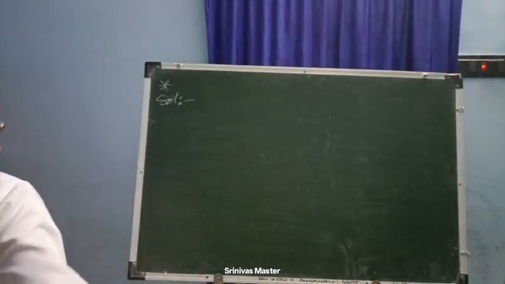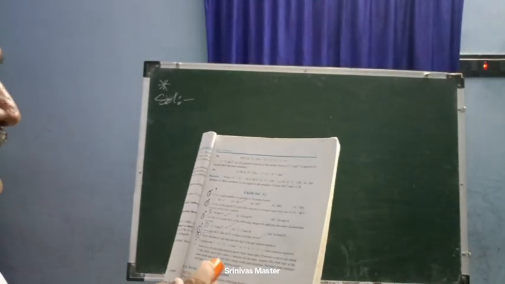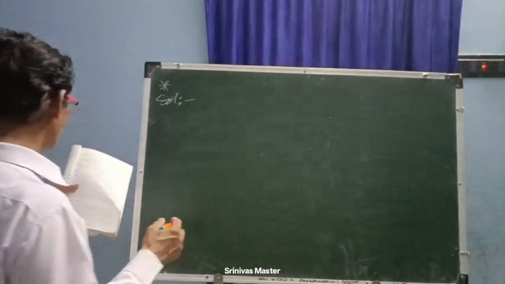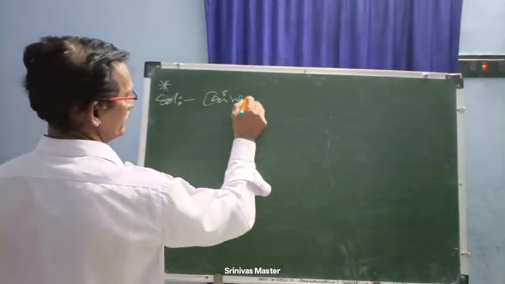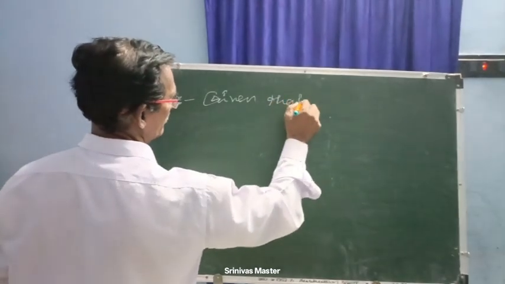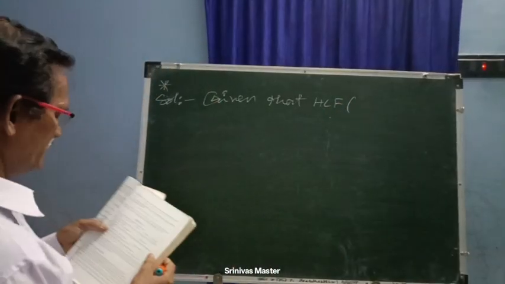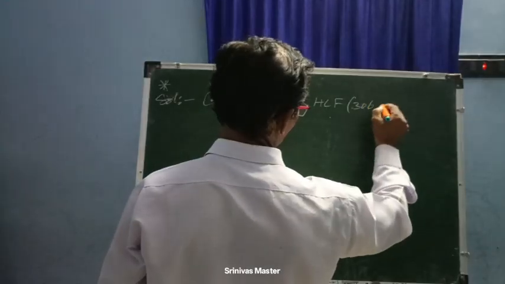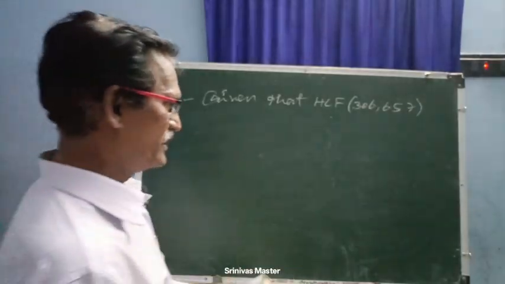See, one more very important model. See what is given. The HCF of any two numbers is given, children, and then they ask for the LCM. In what way is it given? Given that the HCF of 306 and 657 is 9.